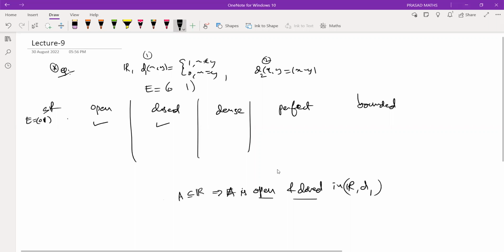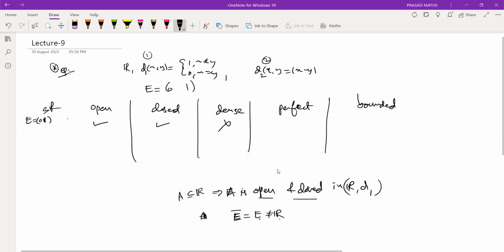Is it dense in discrete? You know that E is closed in discrete, therefore E closure is equal to E, but not R. E is a closed set in discrete, therefore E closure equals E. E cannot be R, therefore E should not be dense in discrete. Is it clear? Yes, sir.